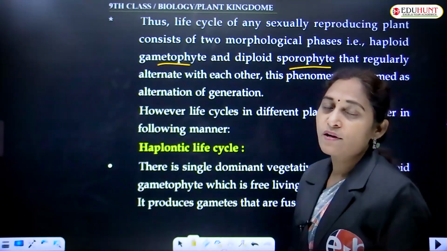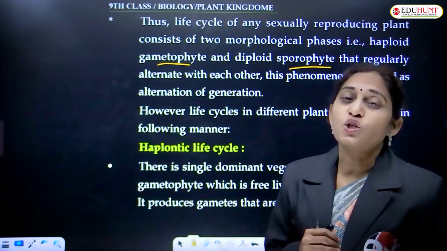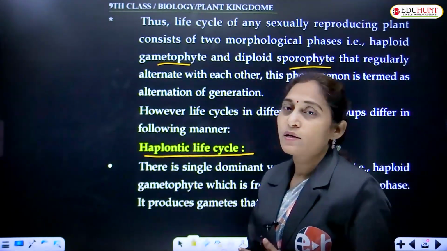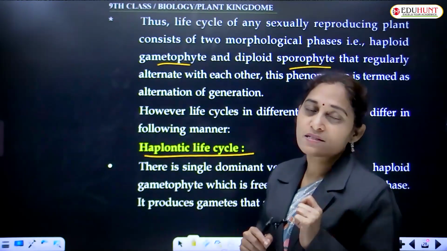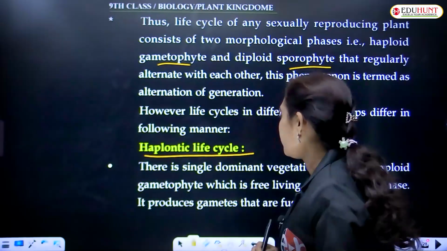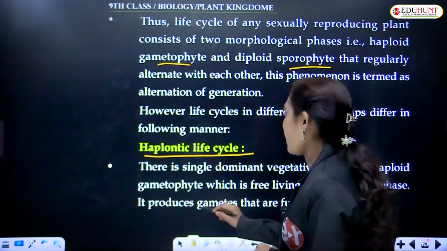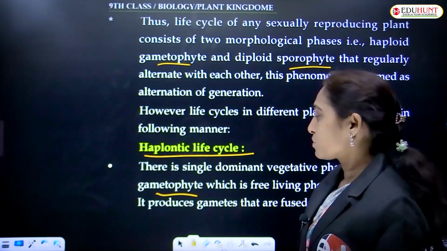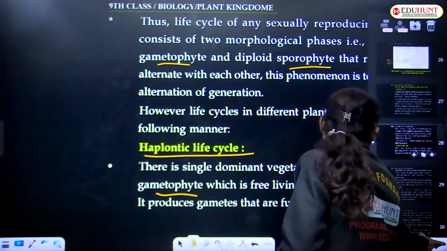Life cycles of different plant groups are of different types. Depending on the dominant phase, we divide them into the haplontic life cycle. Haplontic means haplo, that is the haploid phase, the N phase. Only a single set of chromosomes is present in the nucleus of the plant body. There is a single dominant vegetative phase, that is the haploid gametophyte. It is a free living and photosynthetic plant body, and it produces gametes that fuse to form the zygote.